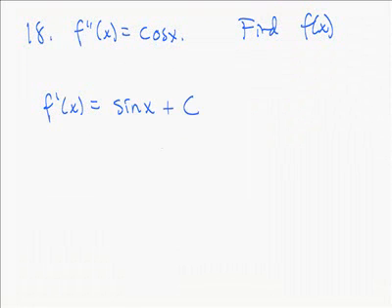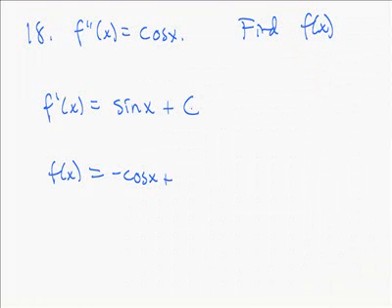So now we want to find the antiderivative of f prime of x to get f of x, which is what we were asked to find. Well, the antiderivative of sine is negative cosine, since the derivative of cosine is negative sine, the antiderivative of sine is negative cosine.